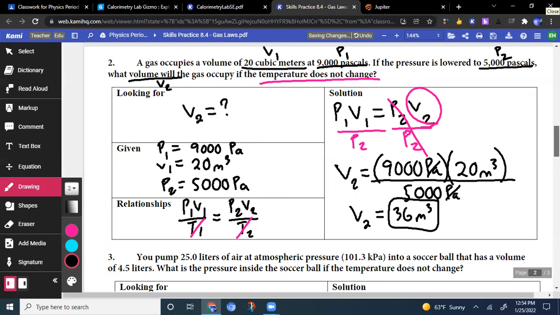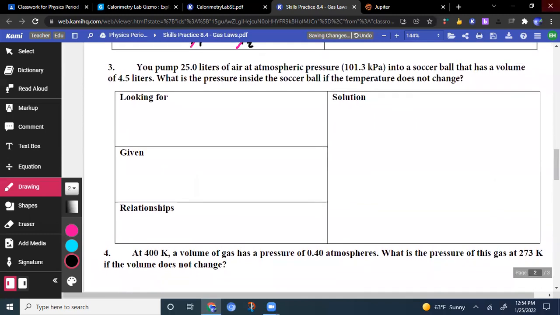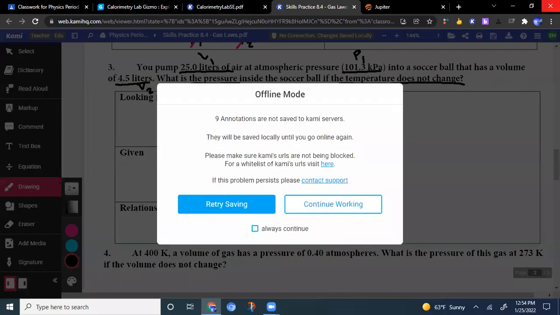Number 3. You pump 25 liters of air, that would be volume 1, at atmospheric pressure 101.3 kilopascals, that would be pressure 1, into a soccer ball that has a known volume of 4.5 liters, that would be volume 2. What is the pressure, P2? P2 is our unknown, if the temperature does not change. So we are given P1, we are given V1, and we are given V2.